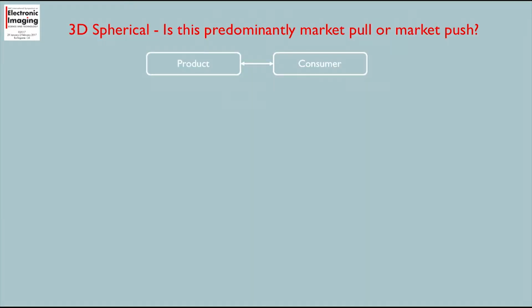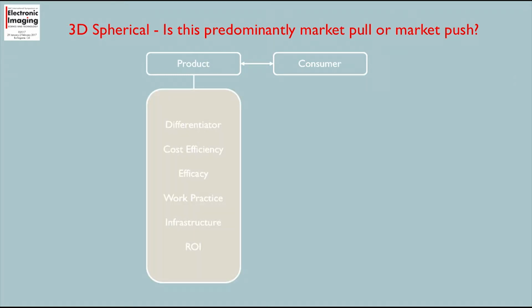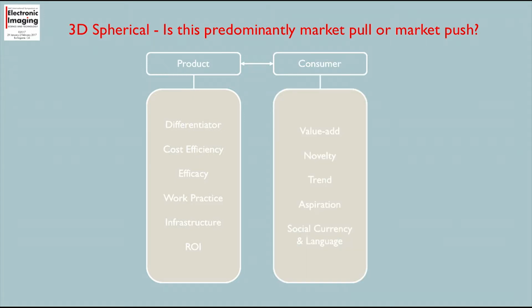Right. So let's look at the 3D spherical in the context of the pull and push of the market. 3D spherical differentiator: it's difficult to say it's a differentiator because it's a closed loop at the minute. You can't really compare it against anything else. Cost efficiency is very low. It's complex. It's expensive.